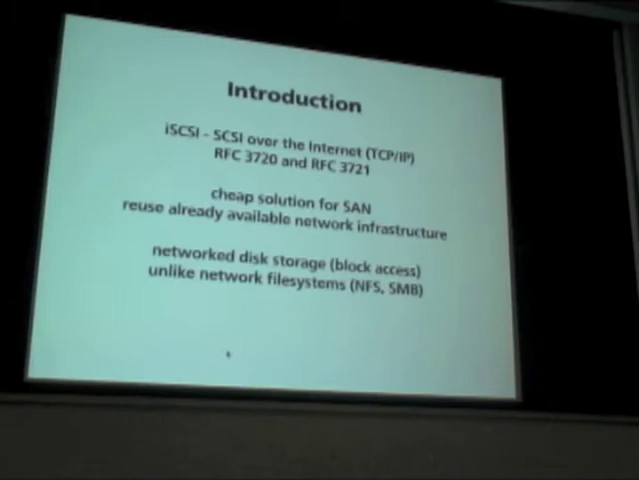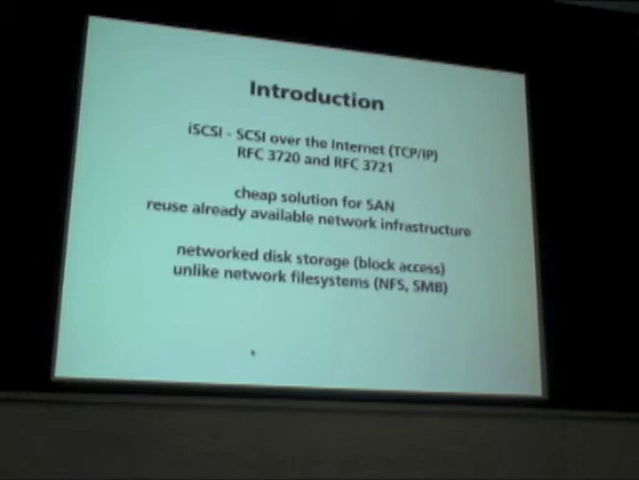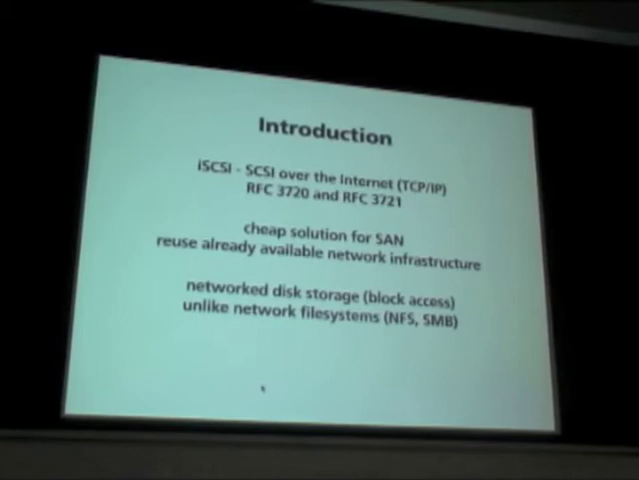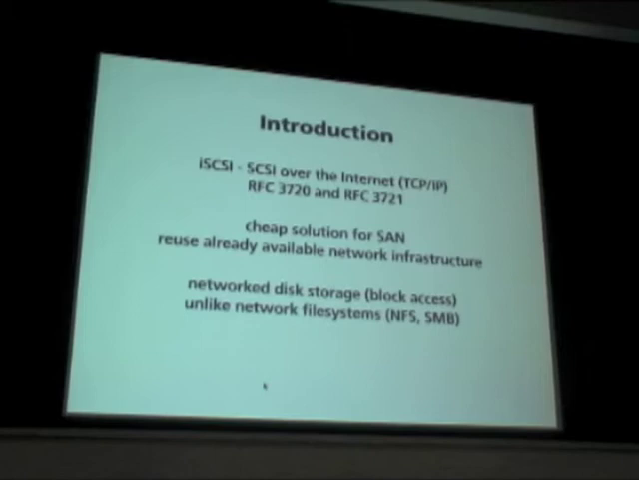The idea behind it was that people were searching for cheaper ways to attach their storage to boxes, especially their storage area networks, because Fibre Channel is way too expensive. As some Canadian guy would say, it's just a $4,000 SCSI cable. That's Fibre Channel. So the idea behind this, you should reuse the already available network infrastructure you have in your data center and hope for the best that everything works. It is disk storage, it's block access, it's not a network file system like NFS or SMB.